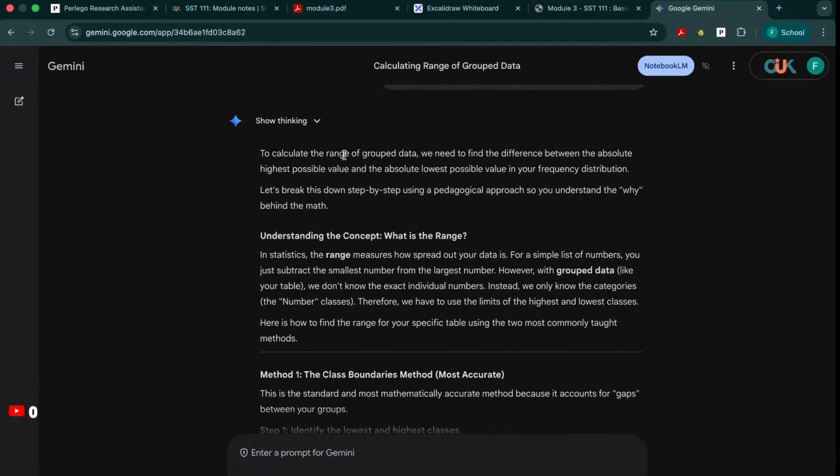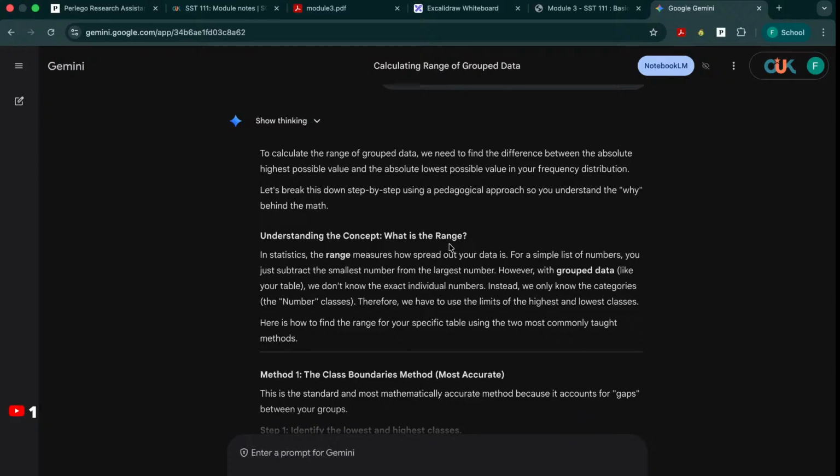So we are told here, to calculate the range of grouped data, we need to find the difference between the absolute highest value and the absolute lowest value in your frequency distribution. Let's break this down step by step using a pedagogical approach so you understand the why behind the math.